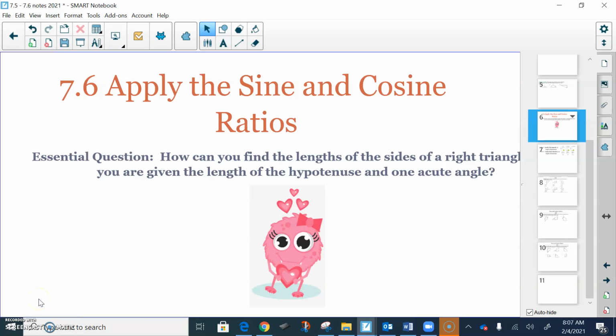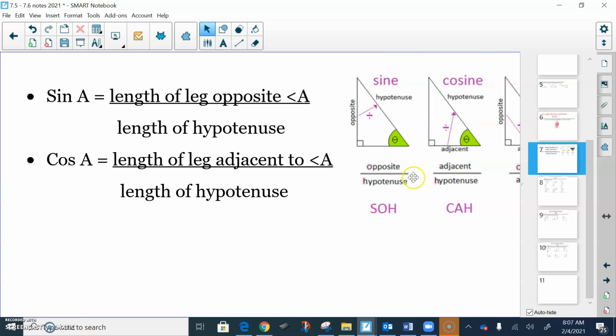This is Honors Geometry Lesson 7.6, Sine and Cosine Ratios. So yesterday we talked about the ratio of the opposite side over the adjacent side of a right triangle, and we call that ratio a tangent ratio. Now today we're ready to throw in that hypotenuse.